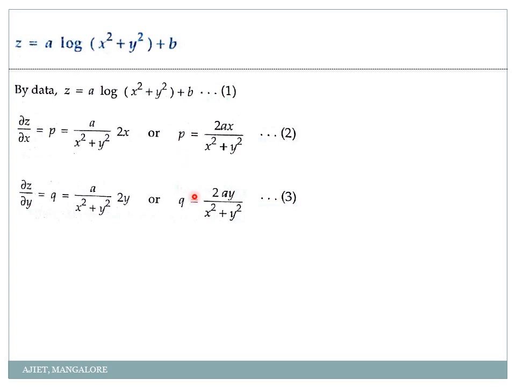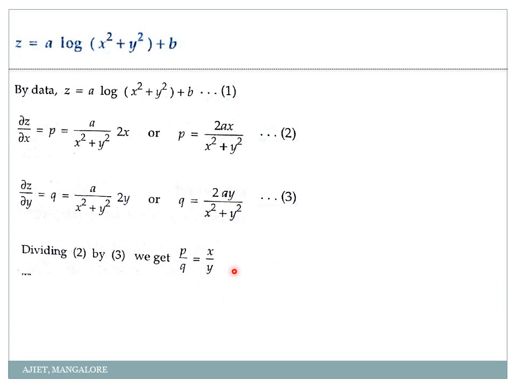So what will I do? Somehow I need to eliminate this a. Am I right? Correct? So can't I use these two equations and add, subtract or divide? I'll tell you what I am doing. I'll just divide equation 2 by 3. That's it. Is it okay? So when I divide, P by Q is equal to, here what will get cancelled? X square plus y square, x square plus y square will get cancelled. 2a and 2a will get cancelled, is equal to x by y. That is your required PDE.